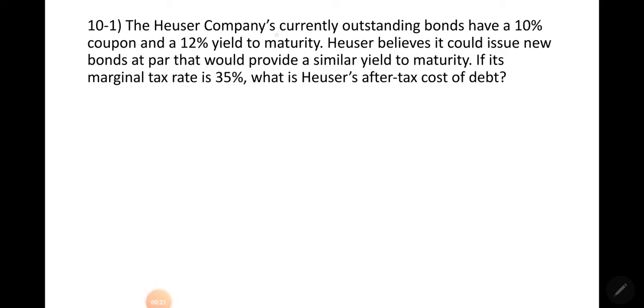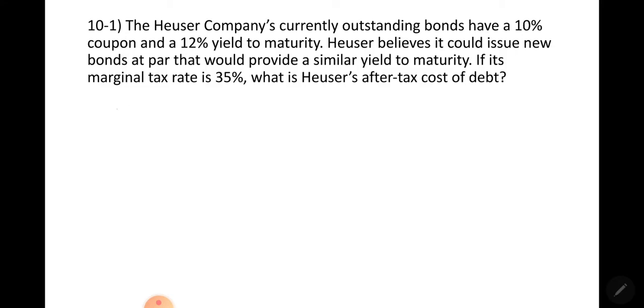The company's currently outstanding bonds have a 10% coupon and a 12% yield to maturity. It believes it could issue new bonds at par that would provide a similar yield to maturity. If its marginal tax rate is 35%, what is the after tax cost of debt? So in this question you are supposed to calculate the after tax cost of debt.